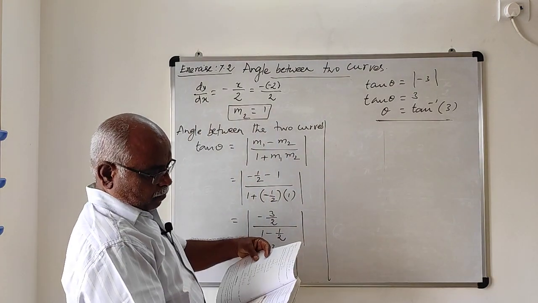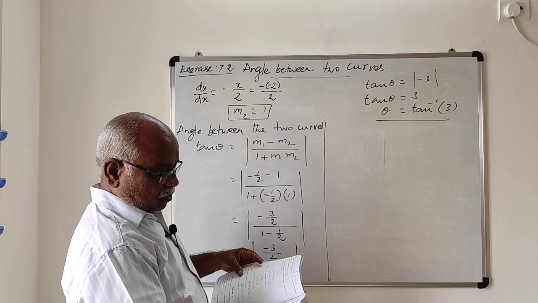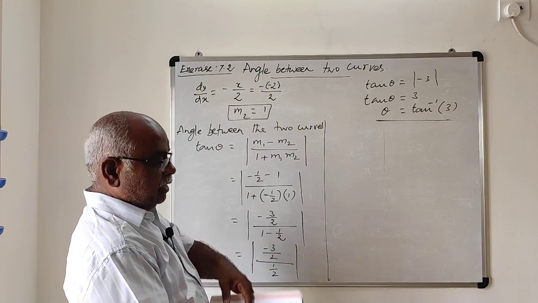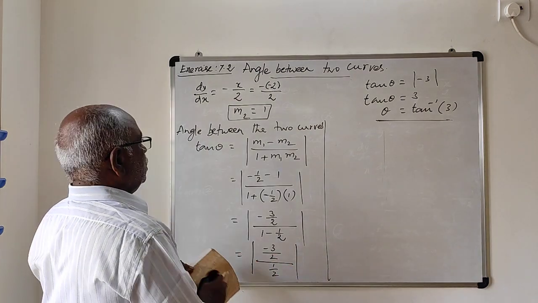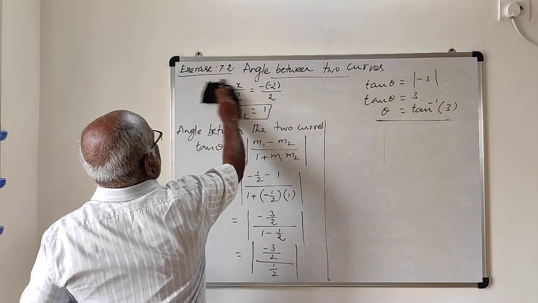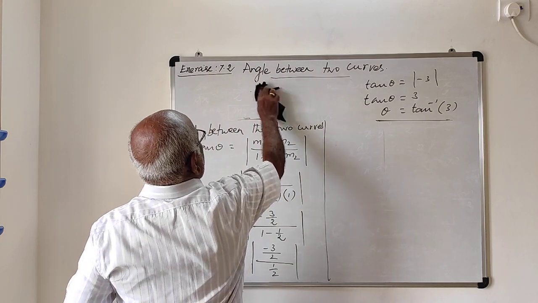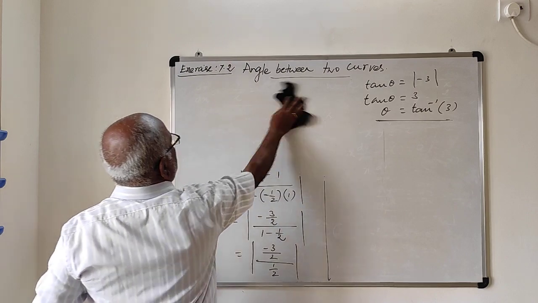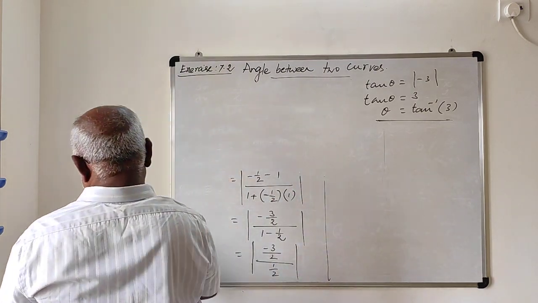Show that the curves x square minus y square equal to r square, xy equal to c square, where c and r are constant, cut orthogonally. The two curves are given. Tenth problem in the exercise.